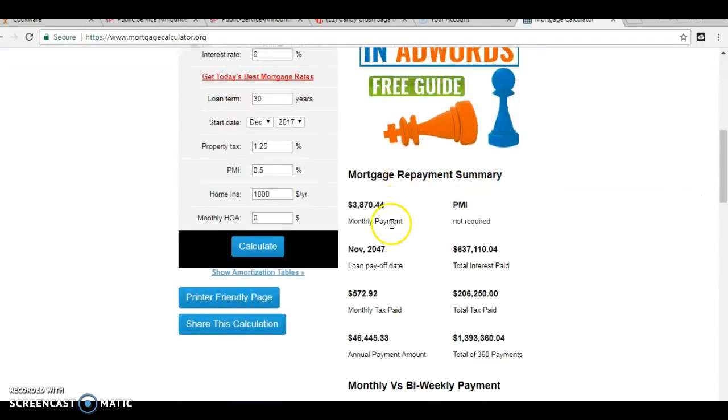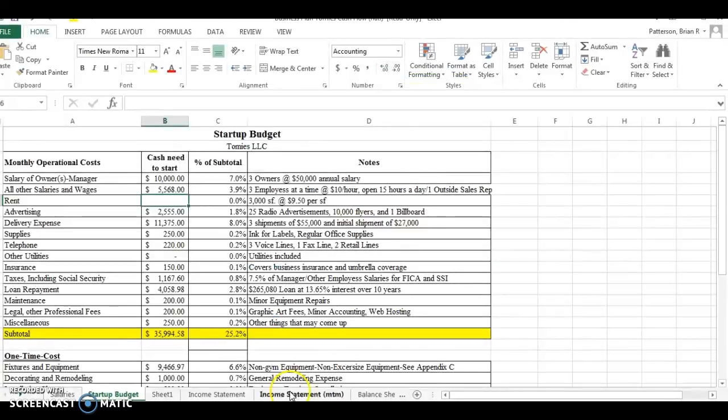Take that number and plug it into your starter budget. So it was $3,800 or whatever. After all these numbers are done, you can guess at this point. Don't worry about this loan repayment one. We'll figure that out in a second.